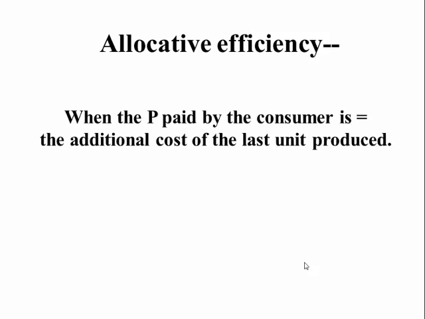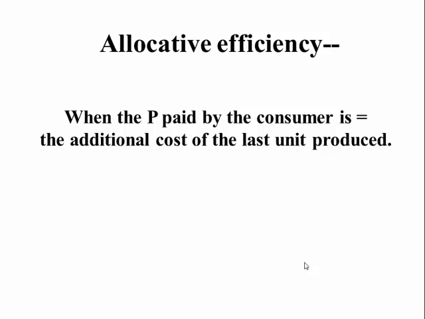First off, we're going to be using this term allocative efficiency through the remainder of microeconomics. Allocative efficiency is when the price paid by the consumer is equal to the additional cost of the last unit produced. You may want to stop this video and write down these definitions when I give them to you because, again, they will become important as we go through all the different forms of competition inside of microeconomics.